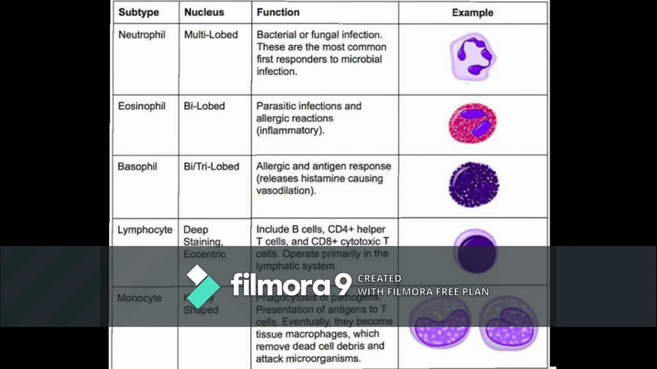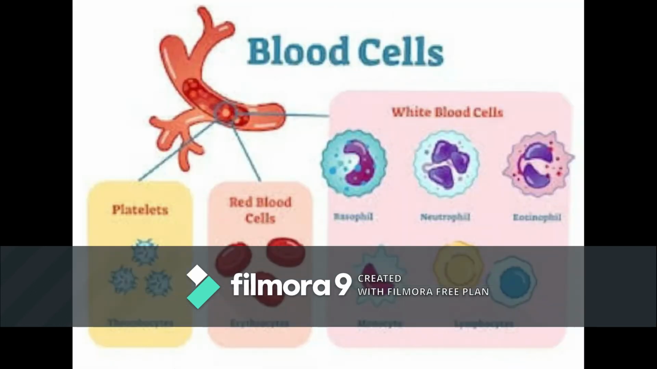Monocytes, 1 to 4%. These are the largest leukocytes. They destroy bacteria, dead cells, and cell fragments. During chronic infection, their number increases. Third one, blood platelets or thrombocytes. These are minute fragments of cells that play a very important role in coagulation of blood. Their life expectancy is 5 to 9 days.